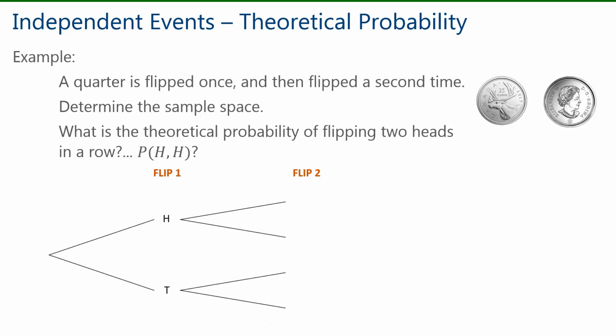My flip 1 can be heads or tails. Then for my flip 2, I need 2 branches coming from each of those possibilities to give me heads or tails on the second flip. From that, we get our outcomes. Heads and heads, heads and tails, tails and heads, tails and tails. Only 4 outcomes here. We want to know the theoretical probability of getting 2 heads in a row.